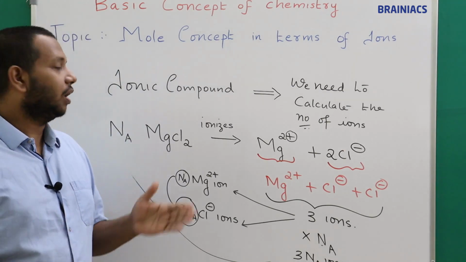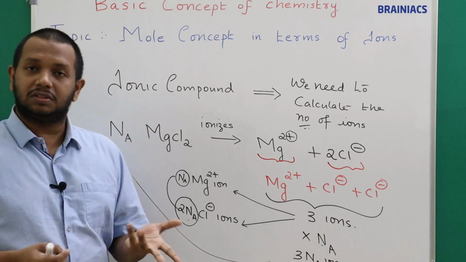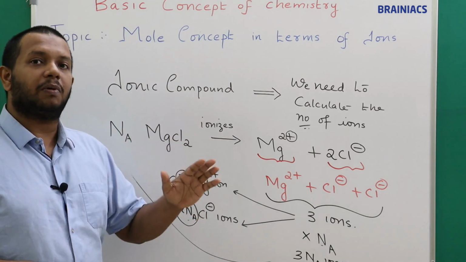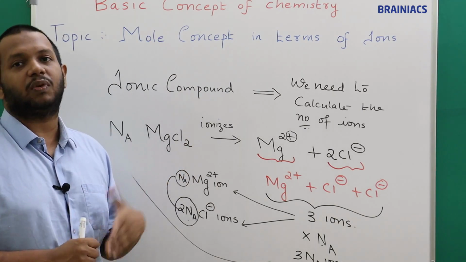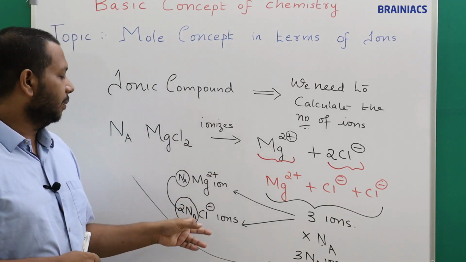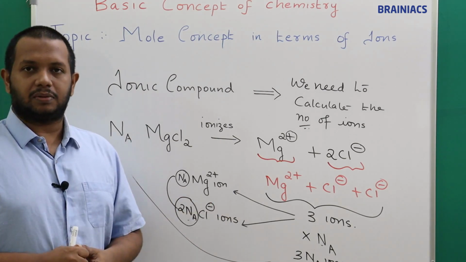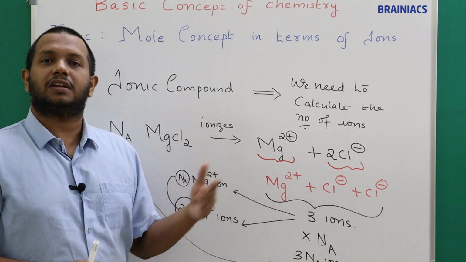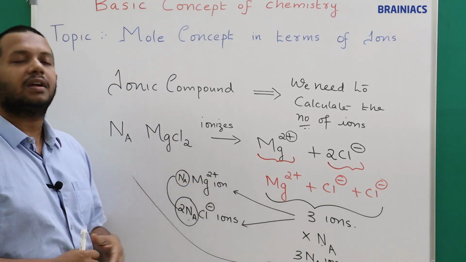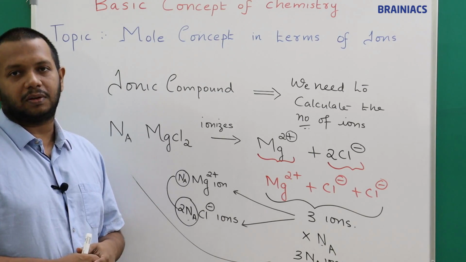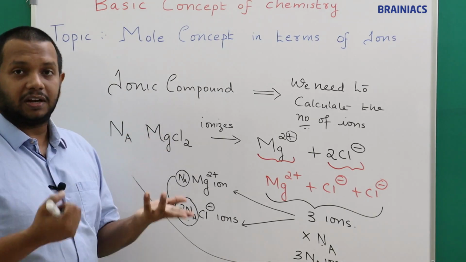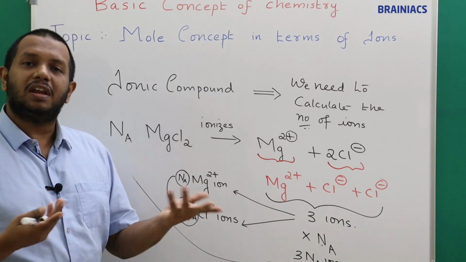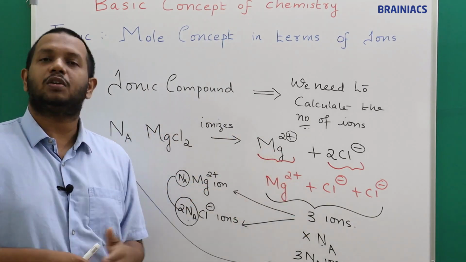Now tell me how the questions can be generated out of this. They can say you are given some Avogadro number of MgCl2 and calculate the number of chloride ions generated when it ionizes. So what will be my answer? 2 Na chloride ions. Or they can ask, calculate the number of Mg2+ ions generated out of this. Then what will be my answer? Avogadro number, Na Mg2+ ions. They won't give Na every time. They can give Na or 1.5 Na or 2.5 Na or any particular value. Then corresponding to that, we need to find it out.